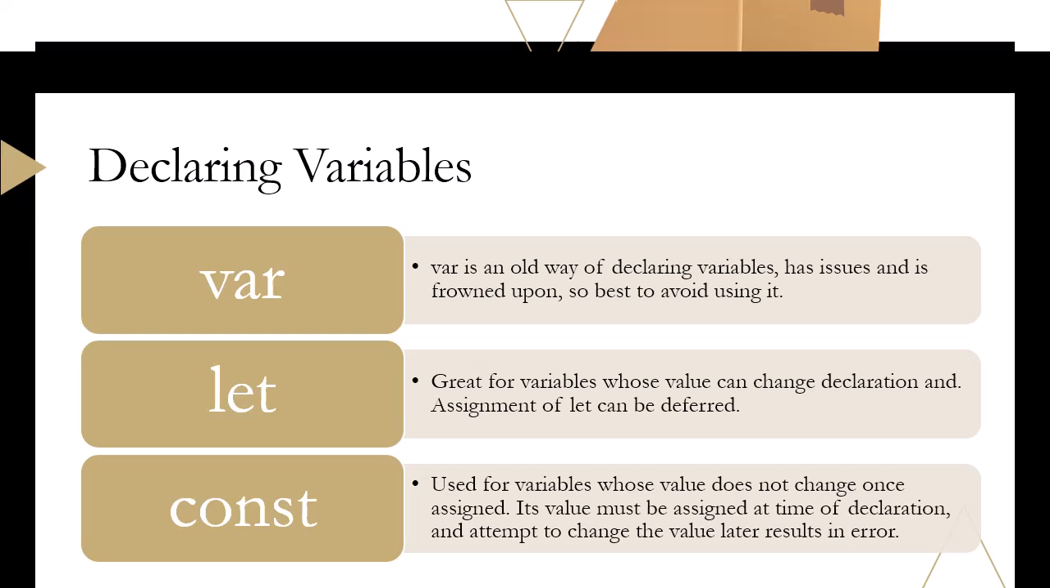Let is great for variables that change, and const is for values that should stay the same. For example, we use let for a changing value like a city name, and const for a constant like the value of pi. Now, assuming you have Node.js and Visual Studio Code set up on your machine, let's verify everything is properly set up and then practice.